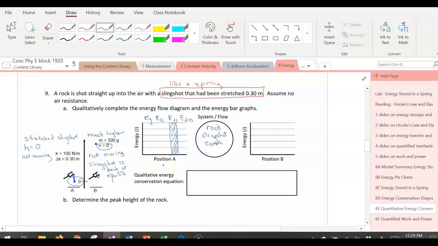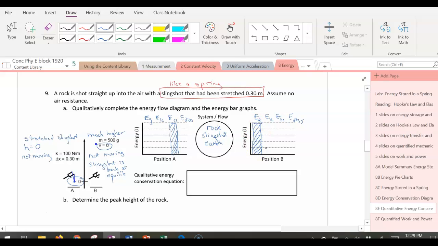Okay? And then let's look at position B, and see which of these energies it has stored. Is there any gravitational energy? Yes, it's at a much higher position. Does it have kinetic? No, it's not moving. Does it have elastic potential energy? Nope. The slingshot is back at equilibrium. Has there been any energy moved to the dissipated category? No, because it said assume no air resistance. So all of the energy that we had at the beginning is now stored as gravitational potential energy.